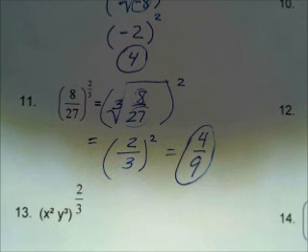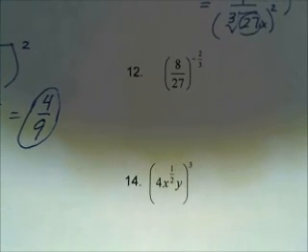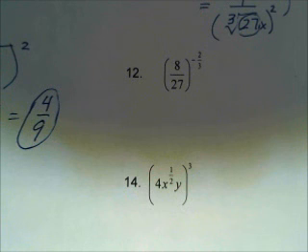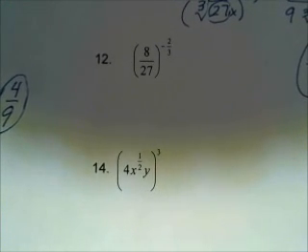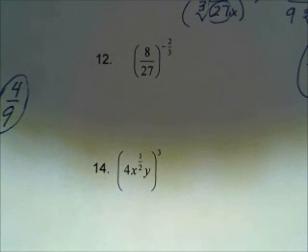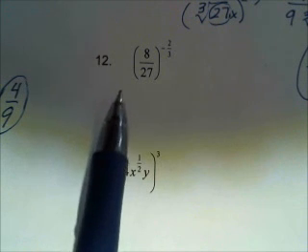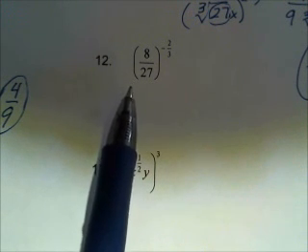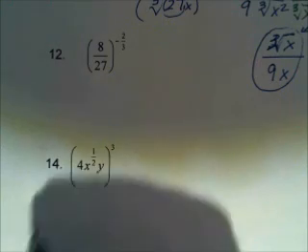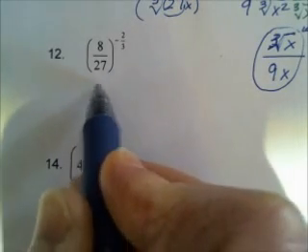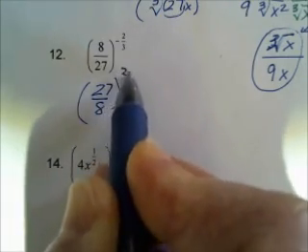Number 12. We have a fraction, 8/27 raised to the fractional exponent of negative 2/3. Again, when we have a negative exponent, take care of the negative first. Since this is already a fraction to start with, we simply invert the fraction, right? So this is going to become 27/8 raised to the positive 2/3.